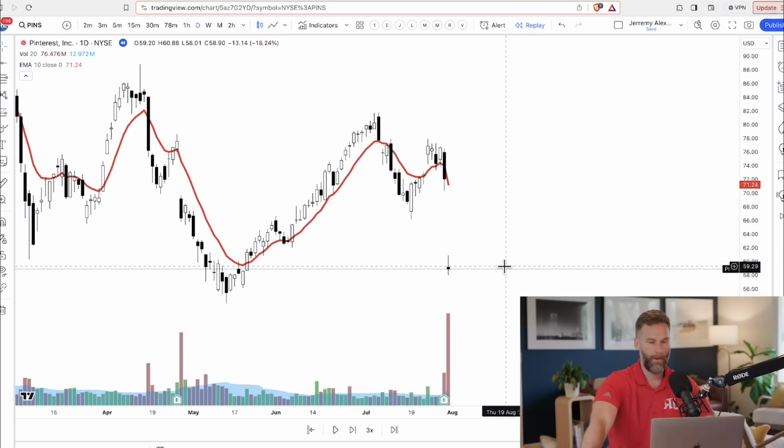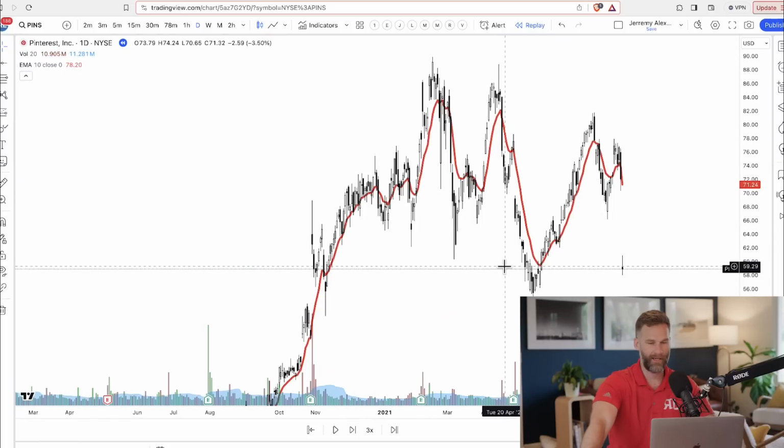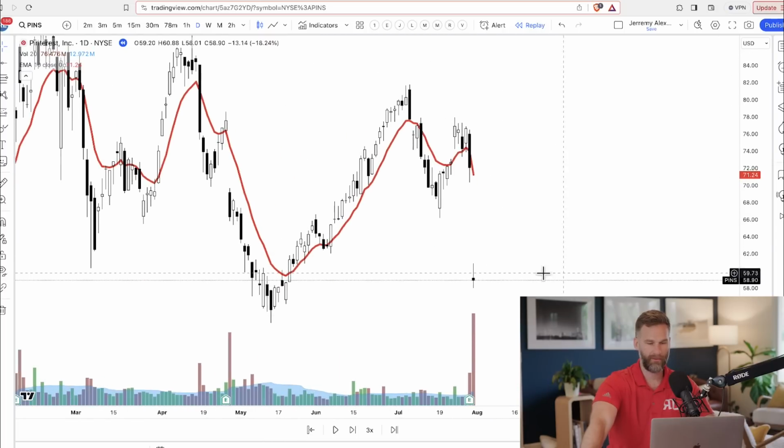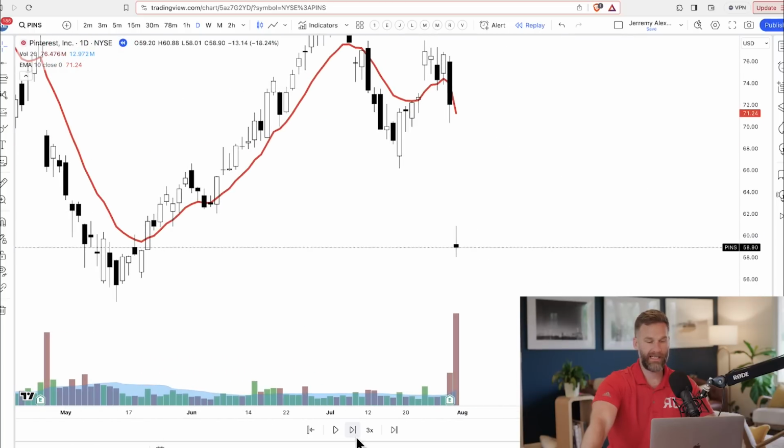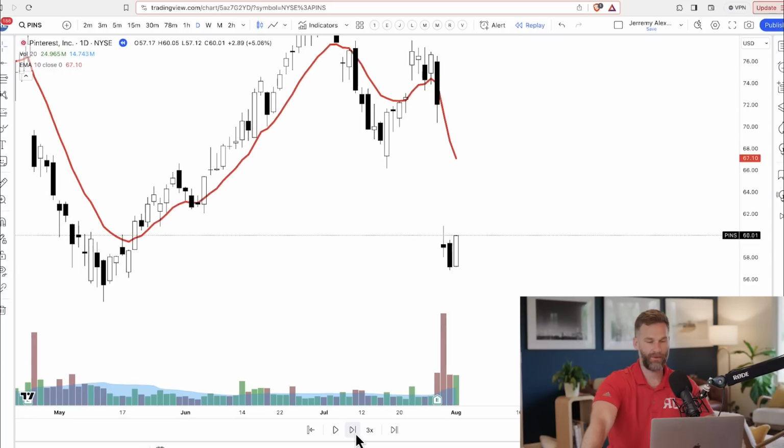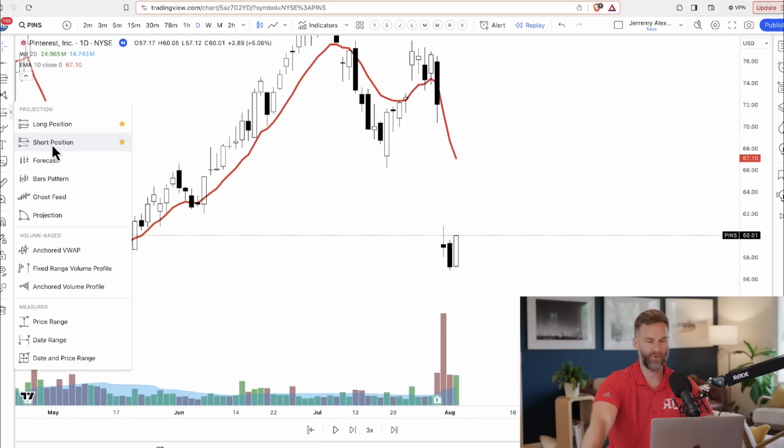Okay, whoa. Big gap down on earnings. All right, cool. Whatever. So now we're waiting for a bull candle below the 10. Let's see if we get the first bull candle. No bull candle. All right, here it is. Bull candle below the 10. I don't think this one's going to trigger.